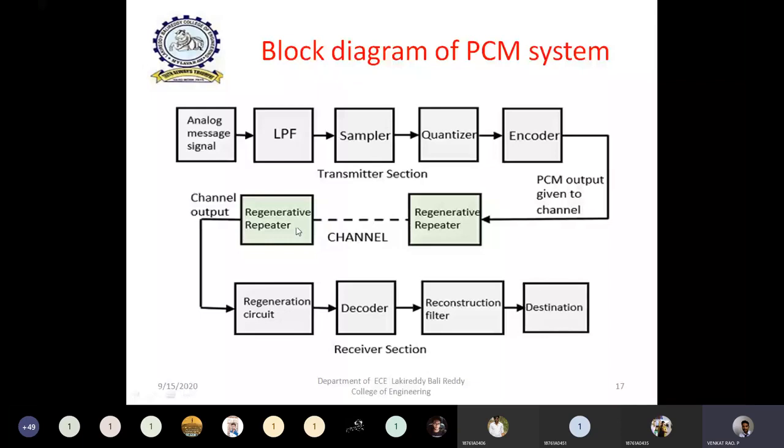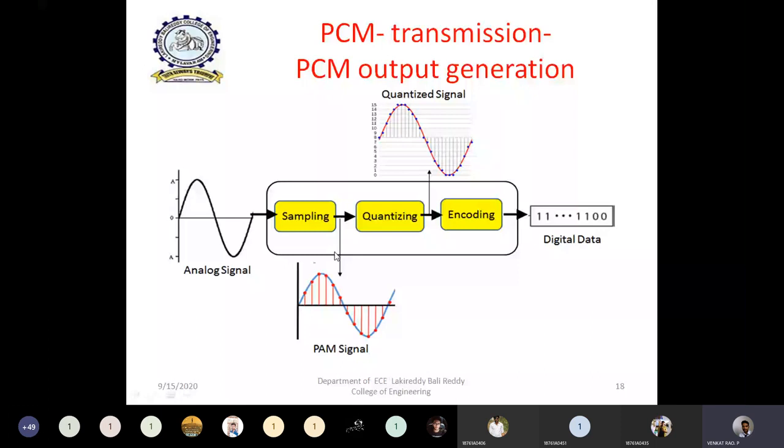But in our laboratory experiments, we are not transmitting the PCM signal over long distances or through telephone wires. We are directly connecting the input and output. That's why the regenerative repeater is not there, but we will observe the receiver section. That means the PCM output is directly applied to the receiver section without any distortion. Now we will first observe the PCM transmission process, how the PCM output is generated, and then we'll discuss how the original signal is reconstructed by using the PCM receiver.